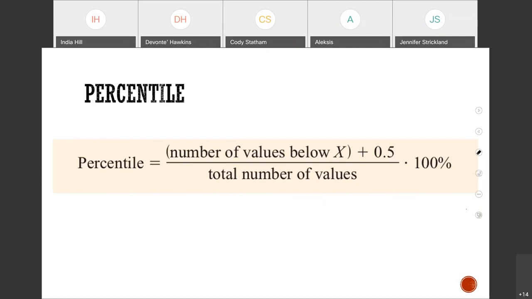Okay, now it's probably worth noting that when they said the number of values below x, what they're really talking about are the number of values that are less than x. So when they say below, they really mean the ones that are smaller or less than the one you're looking at.